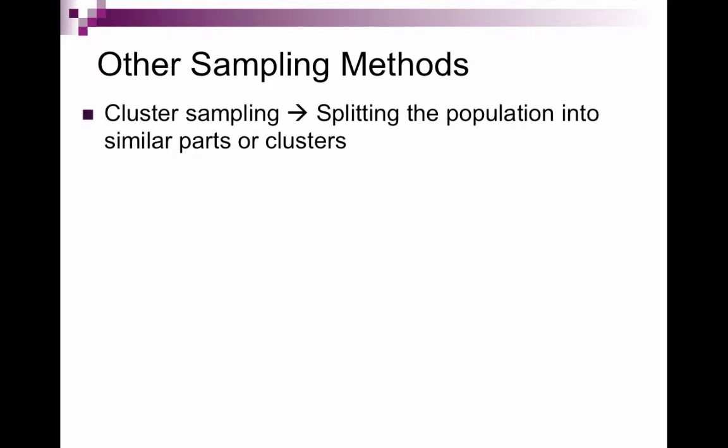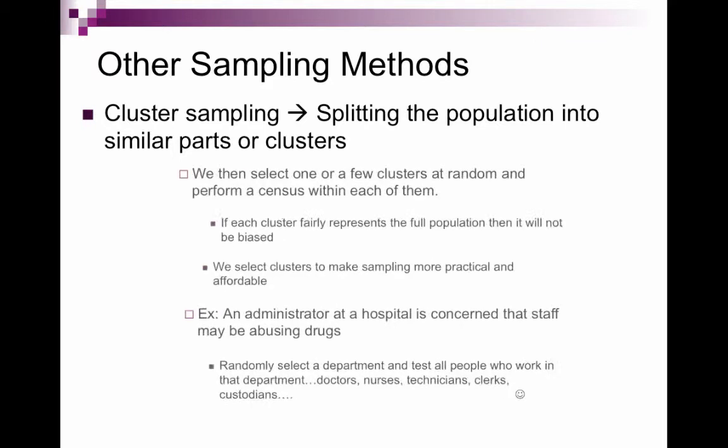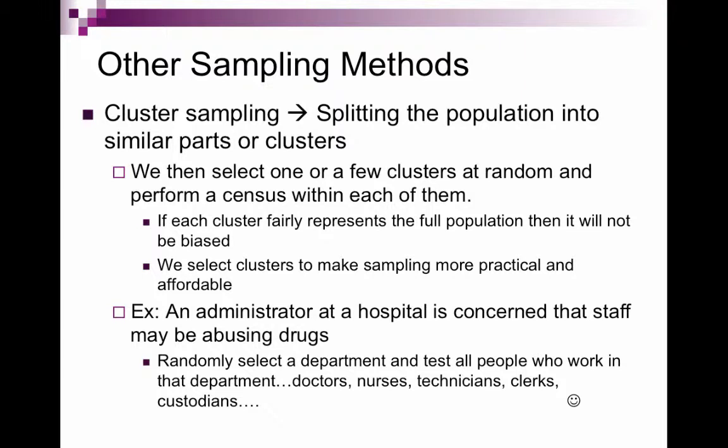So what happens is you take your population and then you break it down. For example, if we wanted to know how Michigan high schools felt about moving from the ACT to the SAT, we might cluster and make each county in the state a cluster. Then, once you have your clusters, we select one or a few clusters at random, and you perform a census within each of them. So, for example, if we were to pick Oakland County and Kalamazoo County and Van Buren County, we would then ask all of the school districts within those counties how they feel about it.